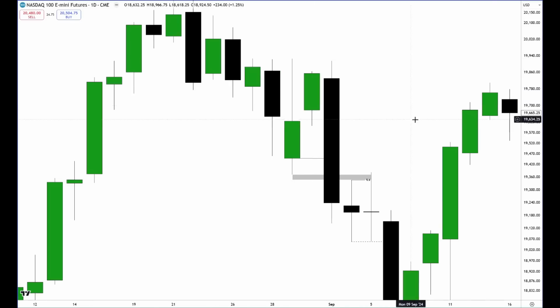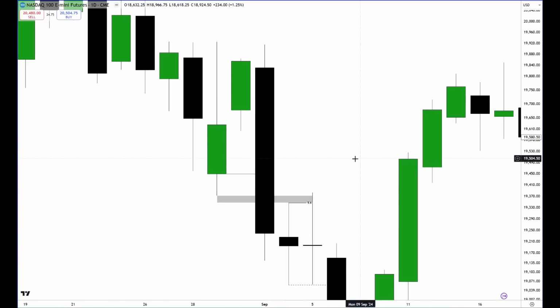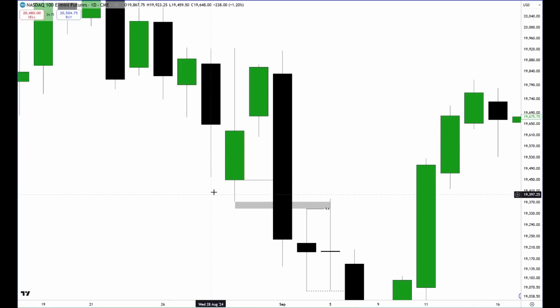The reason why this little shaded region, from the low of the order block to the high of this candle, is the fair value gap is very, very simple. We broke below the order block. We now have an order block as a bearish PD array and this SIBI as a bearish PD array.